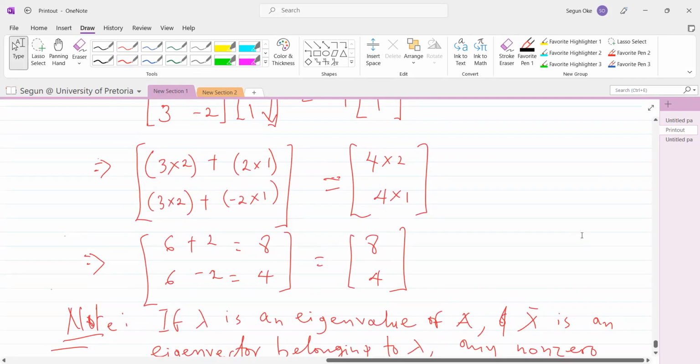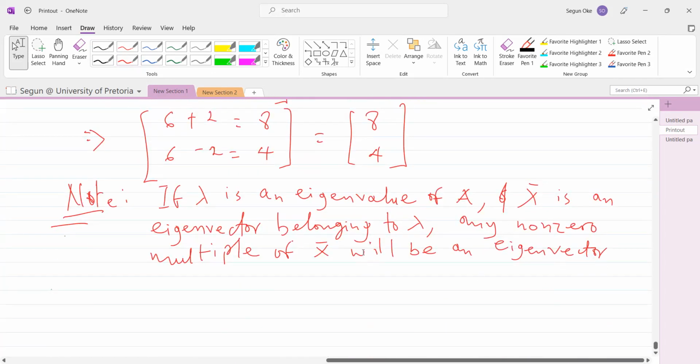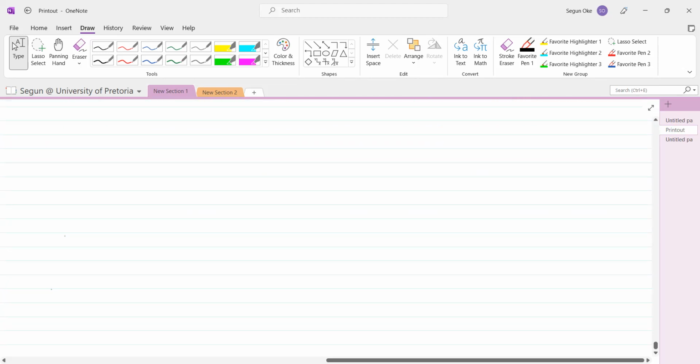I hope it's clear. That is, at the end of the day, if lambda is an eigenvalue of A and x bar is an eigenvector belonging to lambda, then any non-zero multiple of x bar will be our eigenvector. Don't worry, by the time we solve the example, you will know what we mean by eigenvalue and eigenvector. But I'm just showing us that at this point.